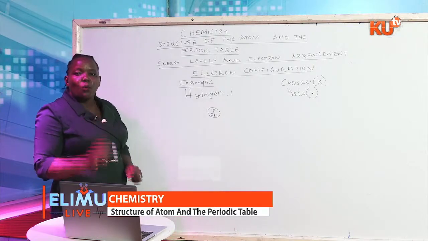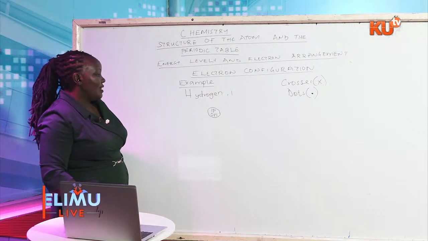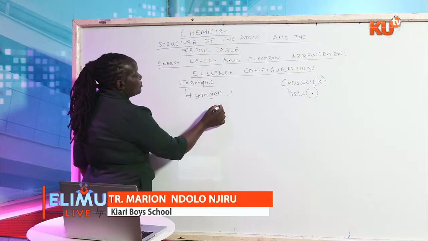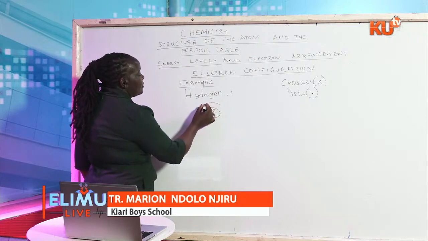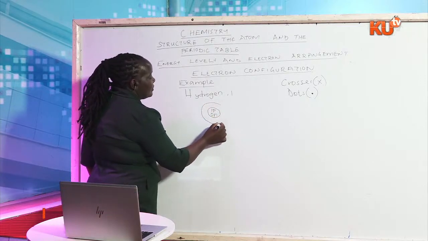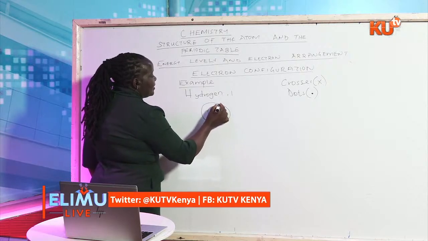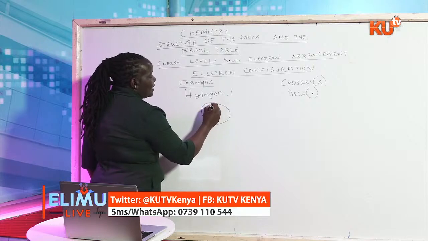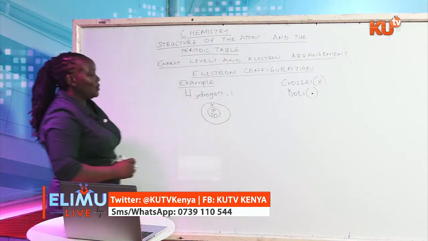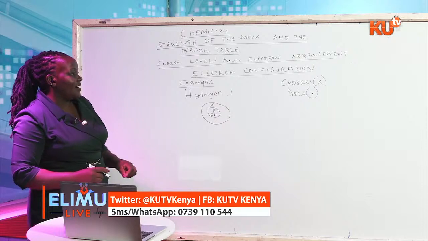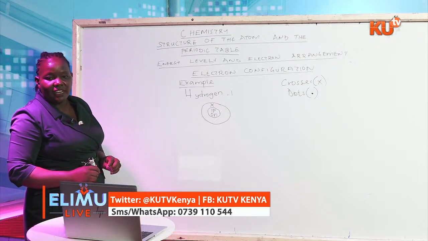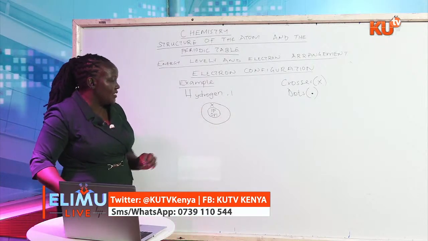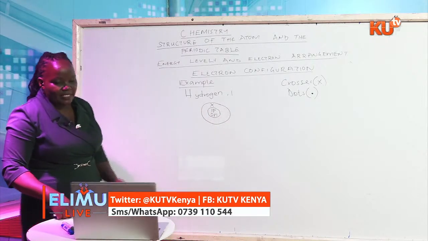Then it has only one energy level. So we indicate the energy level like that. And then we have only one electron. We have said use either crosses or dots, so let's use a cross. So this is a representation of a hydrogen atom in a diagram. This one is representing the energy level, and then we have the nucleus.